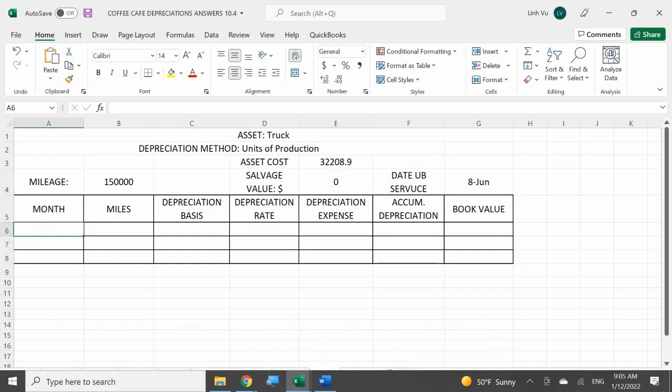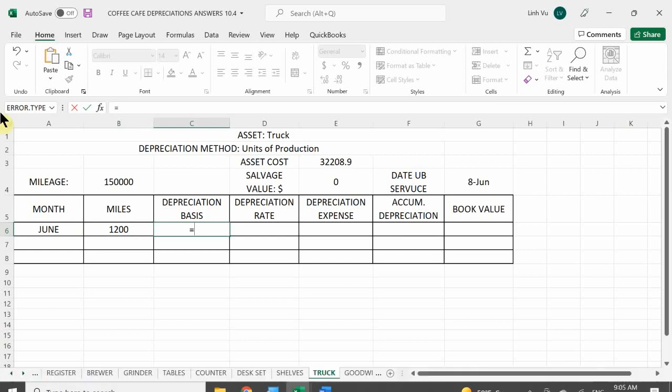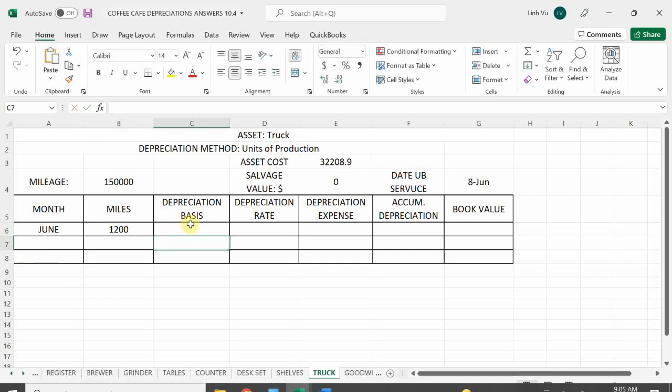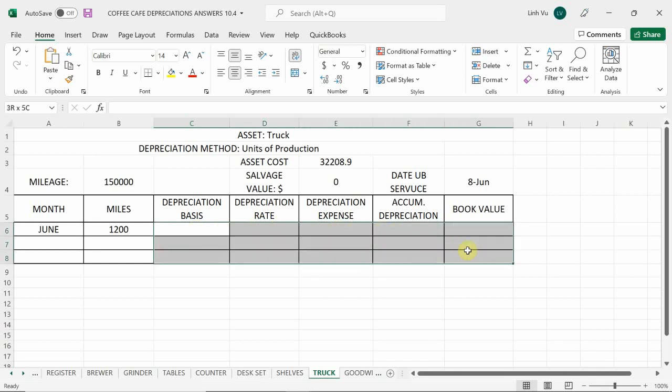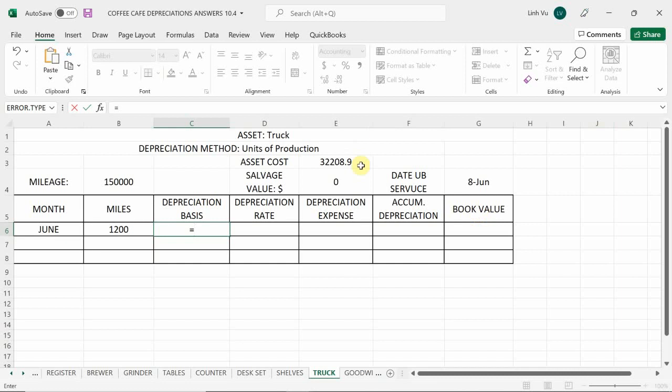So now we need to go ahead and plug our numbers in. For the month of June, how many miles did we drive? We drove 1,200 miles, right? All right. So now we have to solve for the rest of the equation and formulas here. Starting with the first one, what is my depreciation basis? It would be the asset minus the salvage, which is still the full asset cost.